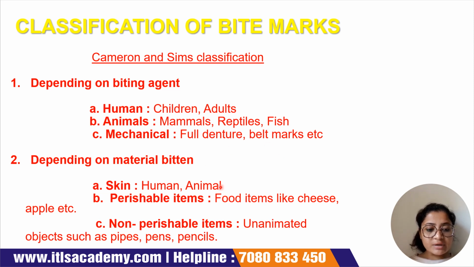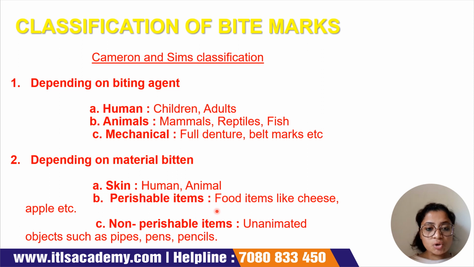Second category is depending on the material bitten, meaning what material the biting agent is actually biting on. So it can be skin, first and foremost. Skin can be the material bitten in case of humans or in case of animals. Only these two options are there. Second, it can be perishable items. Perishable items means those items which can ripen or get rotten. So there come food items like cheese, apple, etc.